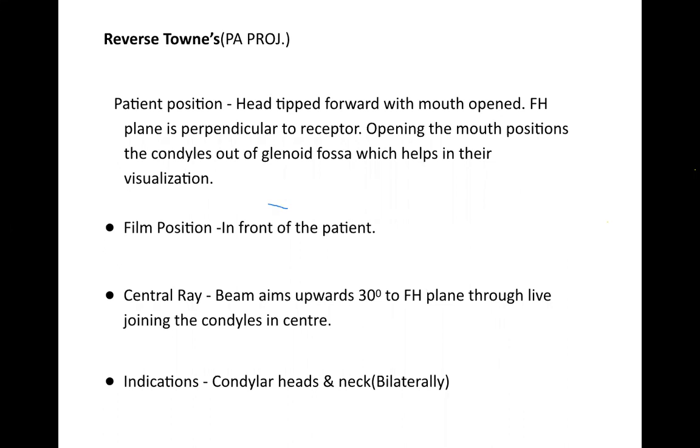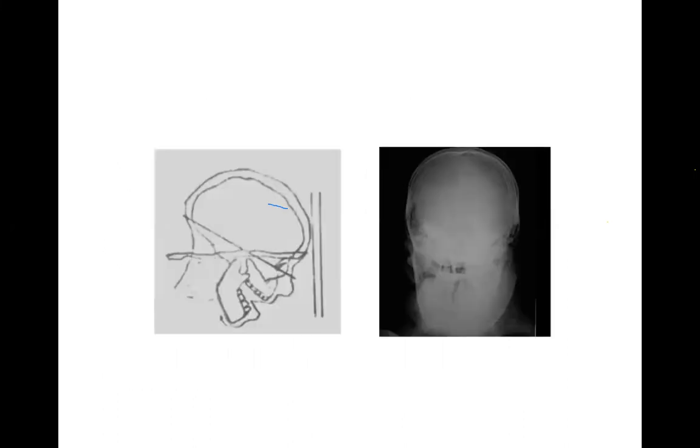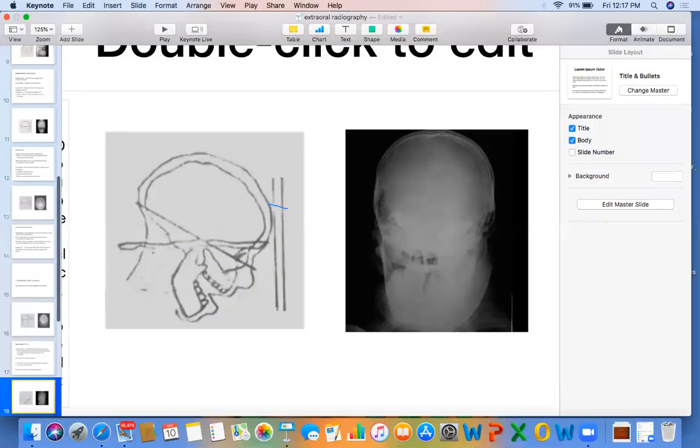How is the patient positioned? Of course, it is the opposite of SMV. I told you exactly the reverse of it. So the patient is in front, and the central ray is coming from below, the beam aims upward, with the FH plane through the condyles in the center. This is how we are going to keep our patient.